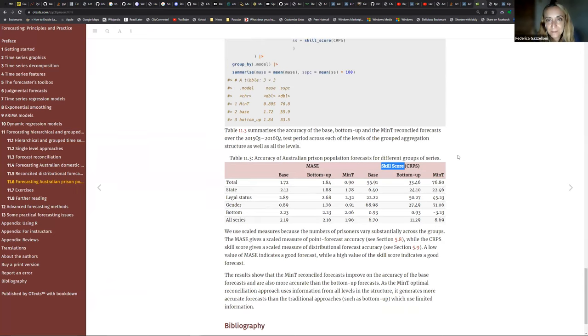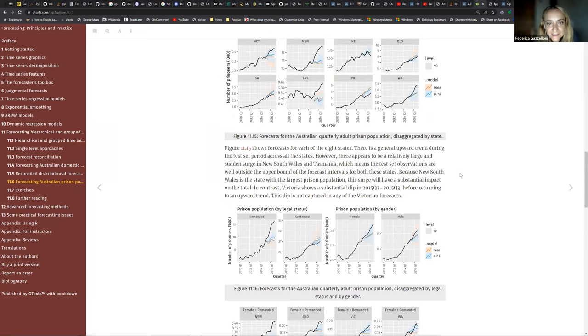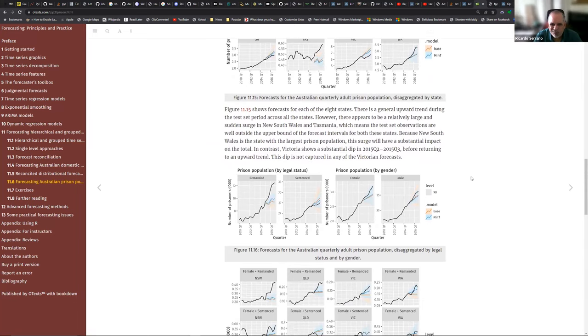If you can go back to the book, scroll up a bit. Yeah, about here. Okay, prison population by legal status, remanded and sentenced. So here we have an increase in sentenced people. Remanded are people that are waiting for the sentence, but they're in prison. They're not out, they're in prison.